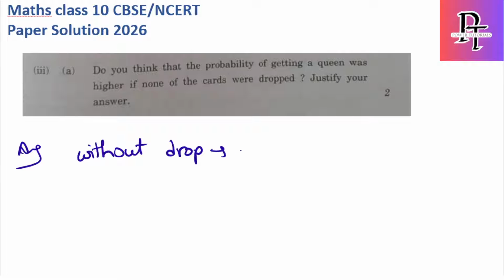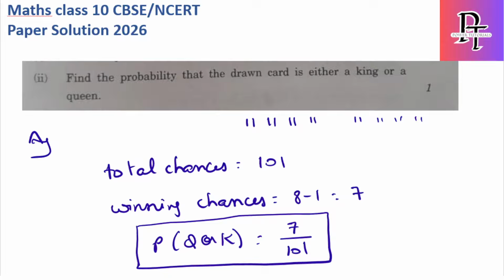The probability of queen is equal to, okay, I will write in detail because it's too much question. Let's do it step by step. Winning chances, total queens we have here 4, therefore total 8 queens. Let me check the previous question. Okay, I'm sorry, this question is wrong. Let me just correct it.